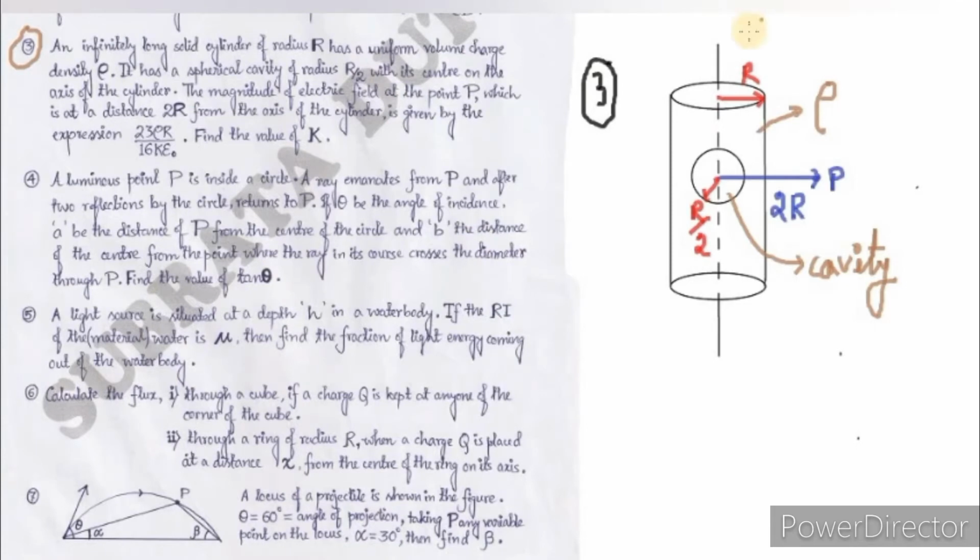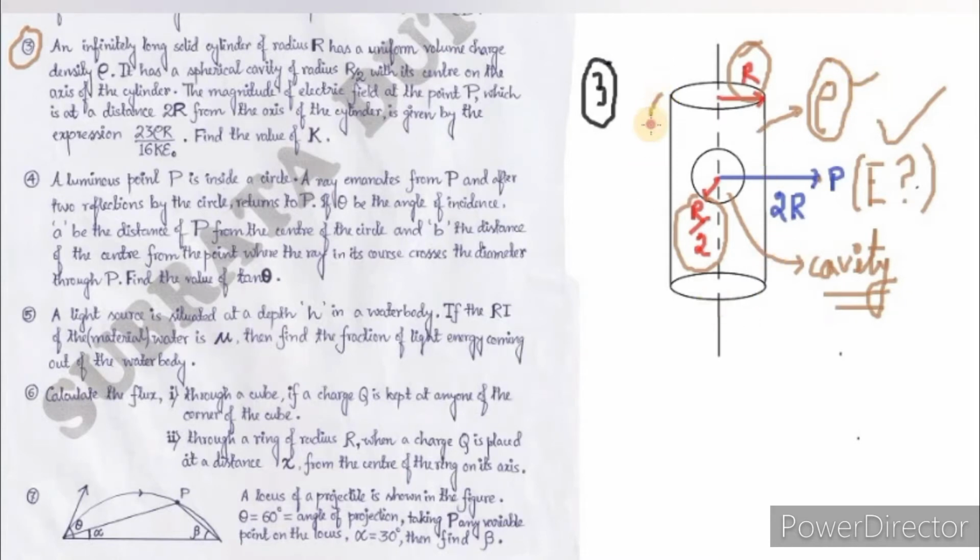Here there is an infinitely long cylinder. We have considered a particular length. The radius of the cylinder is r. There is a cavity inside the cylinder, a spherical cavity, whose radius is r by 2, and the point P, which is situated at a distance of 2r from the axis of the cylinder, is where we have to find the electric field due to this structure, and rho is the volume charge density of this structure.